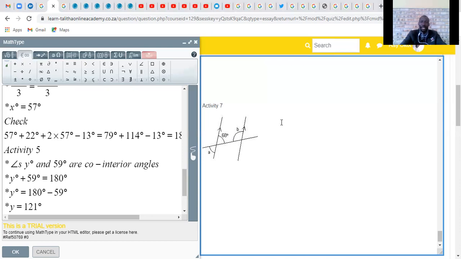And that marks the end of our discussion of today, which is about co-interior angles. Now notice that co-interior angles is also known as same side interior angles.